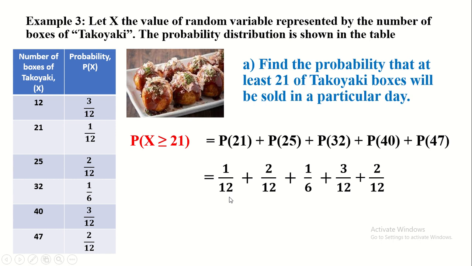Ulitin ko, ang gagawin muna natin, i-add muna natin yung mga numerator ng mga may 12 sa denominator. Bakit may 12? Kasi pare-pareho lang naman ang denominator nila. Etong mga to. So, i-add natin yung numerator nila. 1 plus 2, that is 3. Plus 3, that is 6. Plus 2, that is 8.